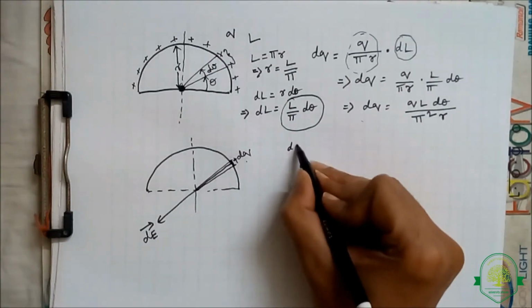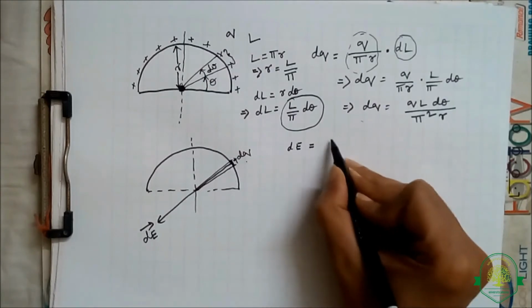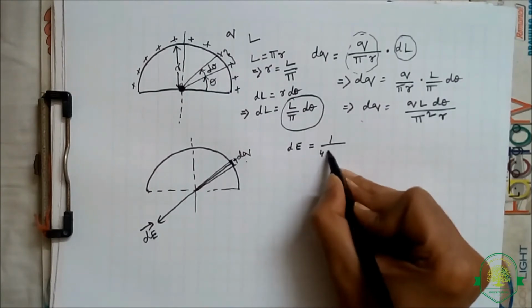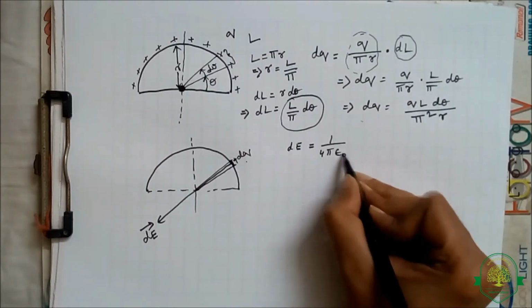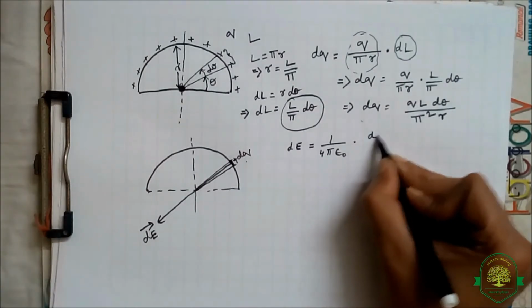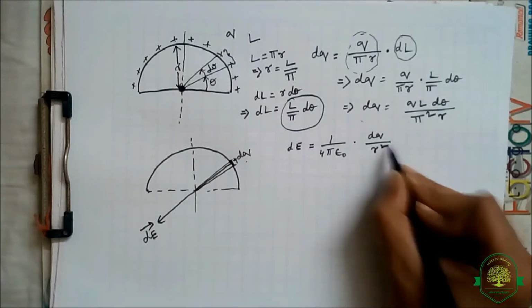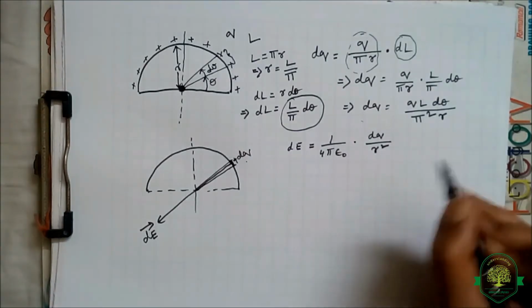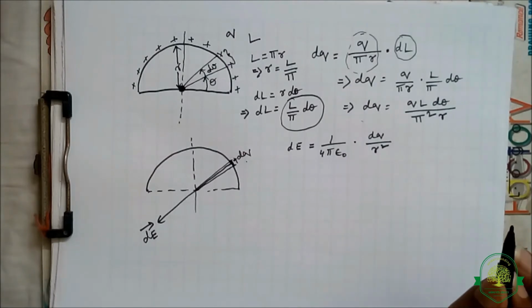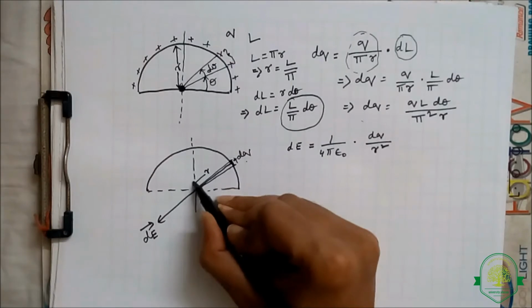And from the formula for electric field, we know that the electric field is 1 by 4 pi epsilon naught, the permittivity of free space, times the charge that has created the field divided by the square of the distance between the charge and the point at which we are finding the electric field. In that case, that is the radius.